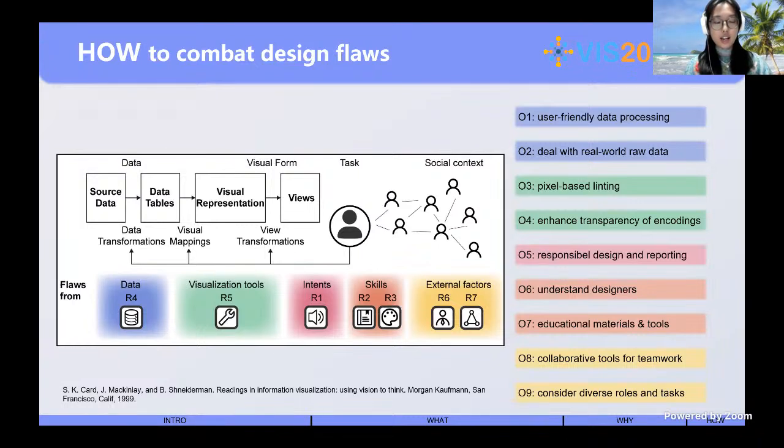Additionally, O6 and O7 suggest that many design flaws stem from a lack of literacy. Therefore, understanding designers' needs and developing suitable educational materials and tools would be a promising direction for future work.